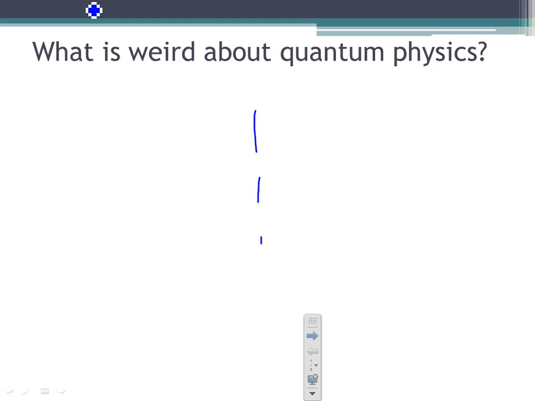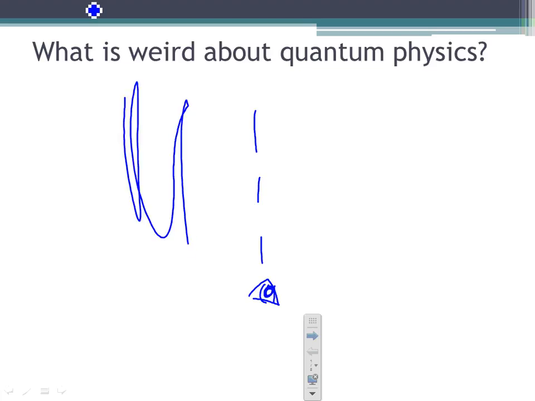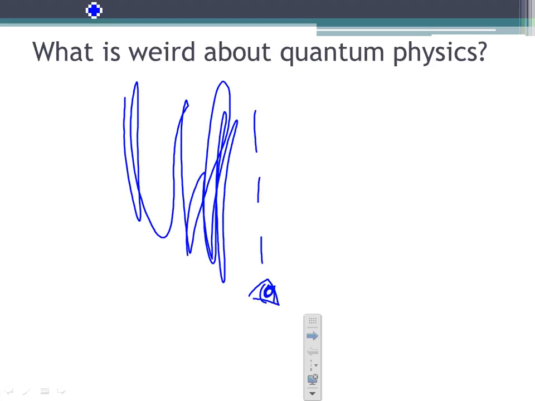So let's say this is the point of observation, that before this point, I don't see anything. So before it, we have a particle that's in all positions at the same time. Then after the point of observation, it's in one spot.